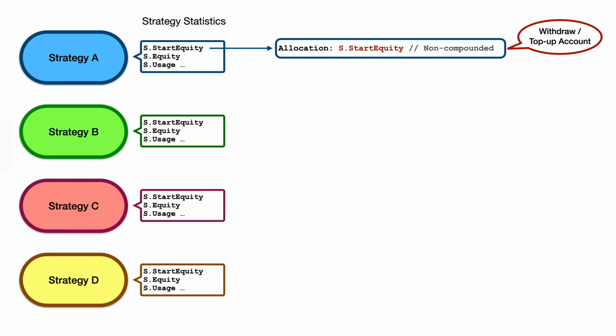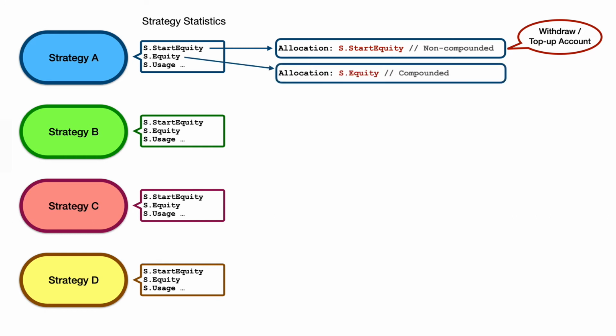Much more common in backtesting software is to actually keep track of how the equity changes over time. And to do that, we would specify allocation is s.equity. That's the equity starting with $100,000 but then adding on any profits and subtracting any losses on a bar by bar basis. And obviously this will allow any profits to be compounded or any losses also to be compounded. And that can be put in place for each individual strategy.